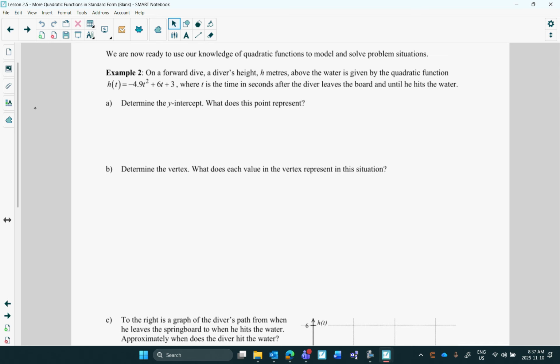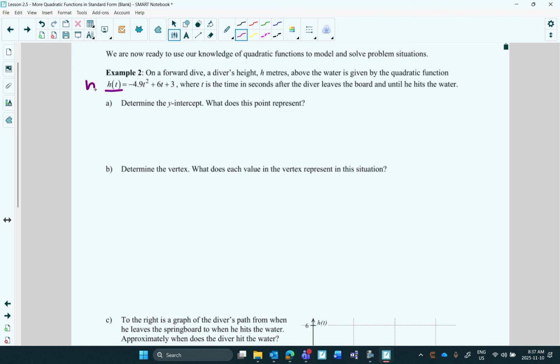So the equation that we use, and remember we used this notation last year to represent a function, we could also just call this plain old h. It's negative 4.9 t squared plus 6t plus 3. What form is that function in? You've got a choice of two. Standard form. Good.